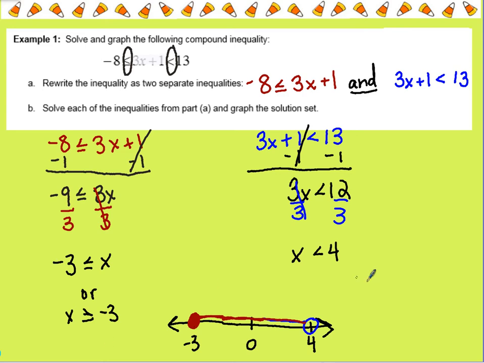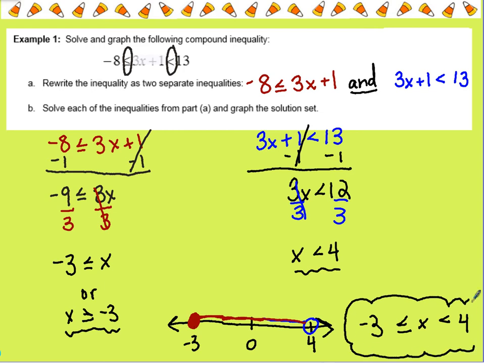Also, what we're going to do is always rewrite your final answer as a compound statement. So I'm going to take this inequality and this one and merge them together to write my final answer. Or I can look at my number line. So my endpoints were negative 3 and 4. The graph represented x, so that will go in the middle. We had over here x is greater than or equal to negative 3, so I will still rewrite it that way, and x is less than 4. And here's my inequality that represents the solution to the inequality from example 1. Let's try example 2.